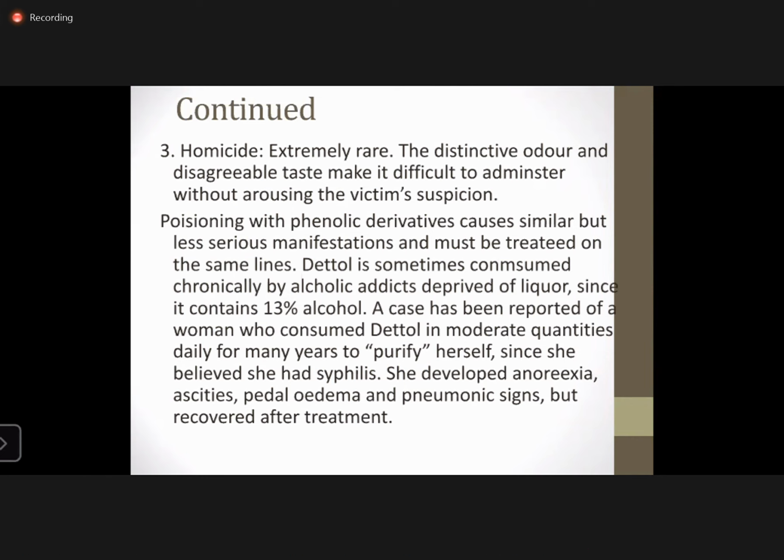So this is all about carbolic acid. One more important thing is that when you have to send a specimen for examination in case of suspected carbolic acid poisoning, you have to send it in a saturated solution of saline. You have to do that because otherwise it will be destroyed, it will be damaged. So you have to send it in a saturated solution. This is it for today.